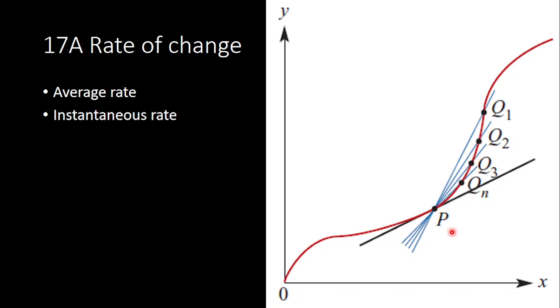For example, on that graph, between P and Q1, the average rate of change is just the gradient between those 2 points. As Q1 moves closer to P, we get Q2, Q3, and eventually Qn. As n increases and gets closer to P, that line is called the tangent, and the gradient of that line is called the instantaneous rate of change.